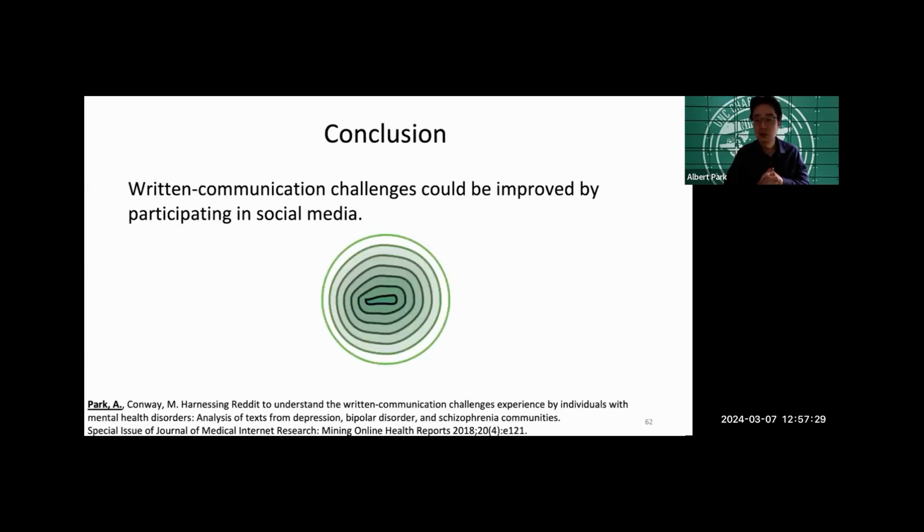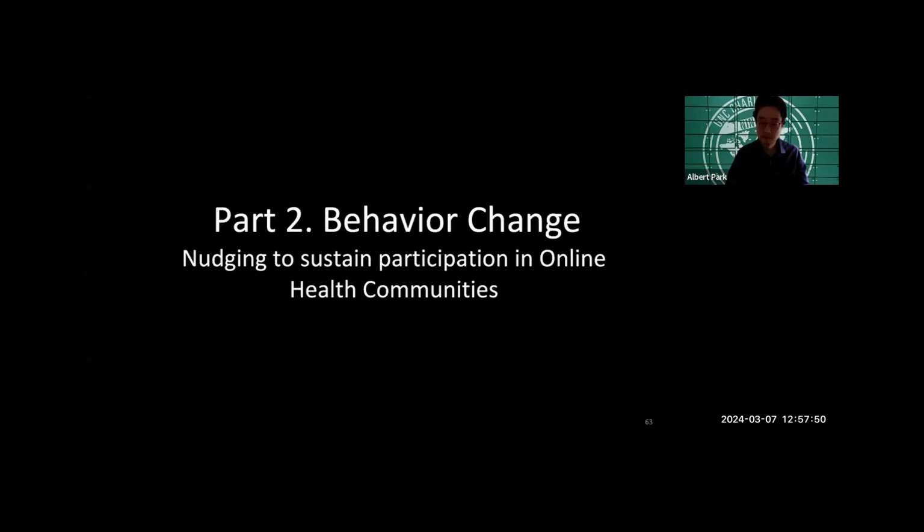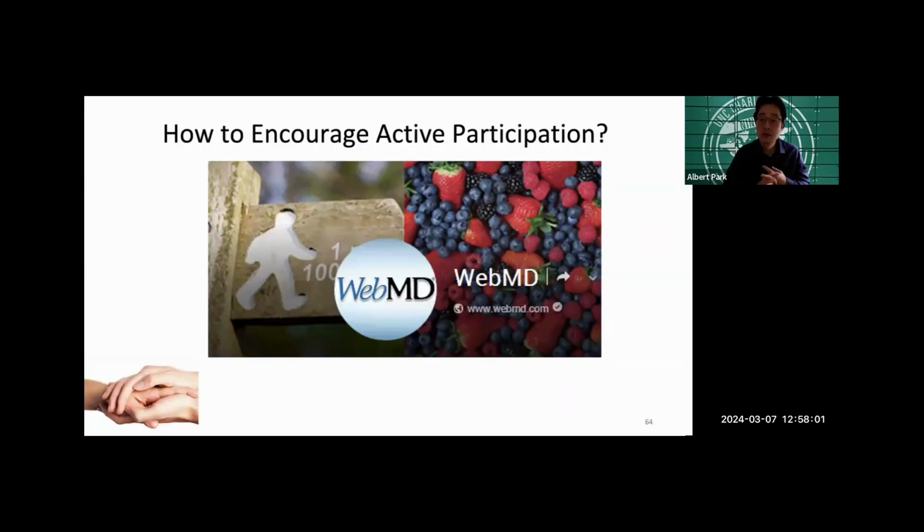So next, now that we know long-term participation can be beneficial for members, I want to see if we can actually encourage prolonged participation and how to do that. So now I'm going to talk about how we can actually nudge members of the online health communities. We know that long-term participation in online health communities, even mental health communities, can be beneficial.